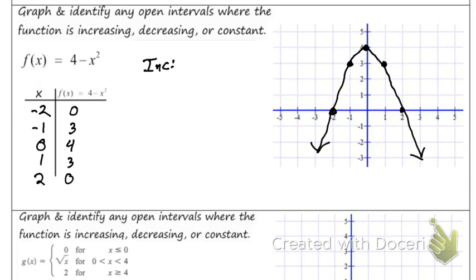So we're going left to right. So it'd be -infinity all the way to your x value being 0. Left to right, it's going up from negative infinity until it gets to x equals 0. That must mean it's decreasing the rest of the way. So that'd be from 0 to infinity. When is it constant? It's not.